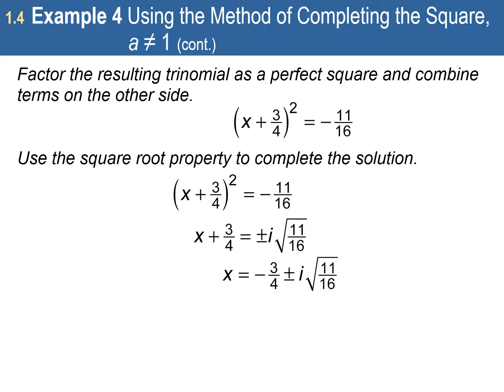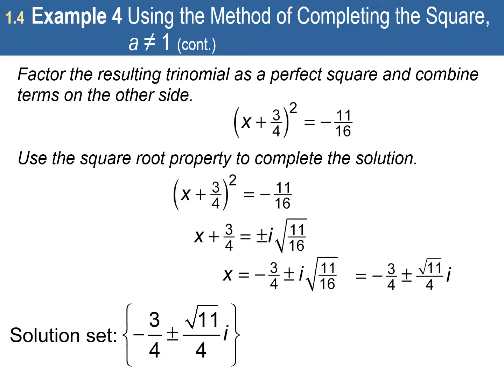And then I'm going to add the 3/4 to the other side. So x is negative 3/4 plus or minus i square root of 11 over 16. Now I do need to simplify this so that I don't have a radical in the denominator. Square root of 11/16 is the square root of 11 over 4. So my solution set is negative 3/4 plus or minus the square root of 11 over 4 times i.